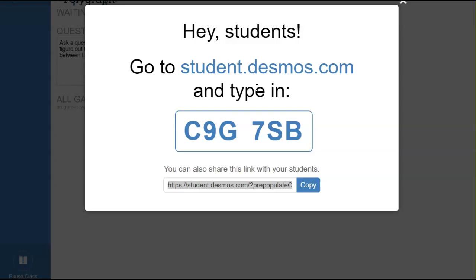So you're going to go to student.desmos.com. And then you're going to enter in our class code. Click join. You can sign in with Google if you want. You can sign in with Desmos, or you can hit continue without signing in.